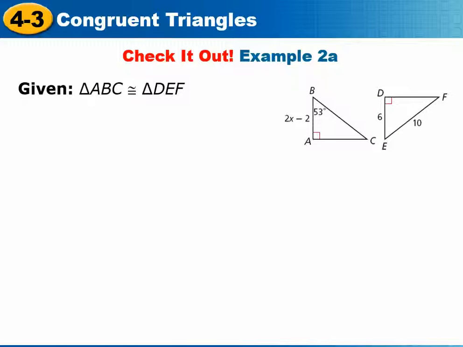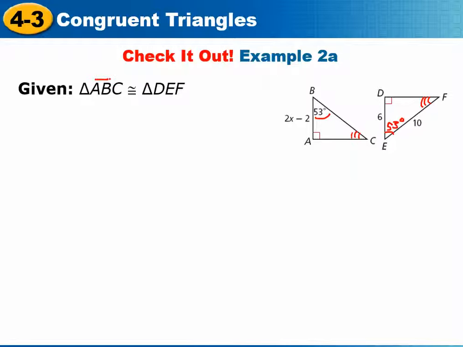Okay, let's see about this one here. This one's using segments. So this time they're giving us triangle ABC is congruent to triangle DEF again. A is congruent to D. B is 53, will be congruent to E. So I already know this is 53 because they're congruent, right? And C is congruent to F. Angle C is congruent to angle F.